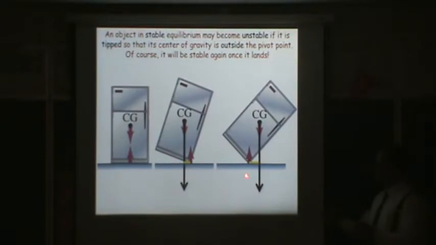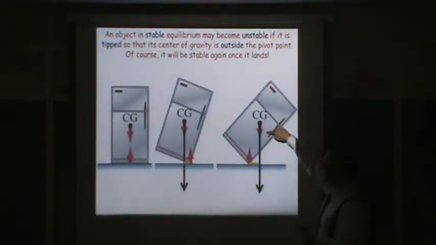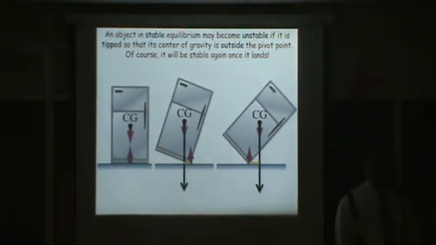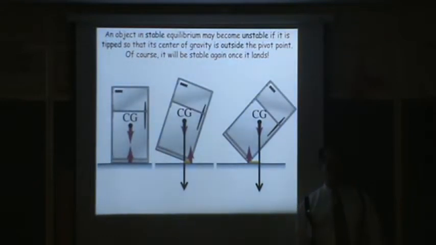Does this torque, the torque acting on the refrigerator when it's in this position, tend to want to make it rotate clockwise, or would it tend to want to make it rotate counterclockwise? This is hard for some kids to see, which way the torque is going to make it rotate.